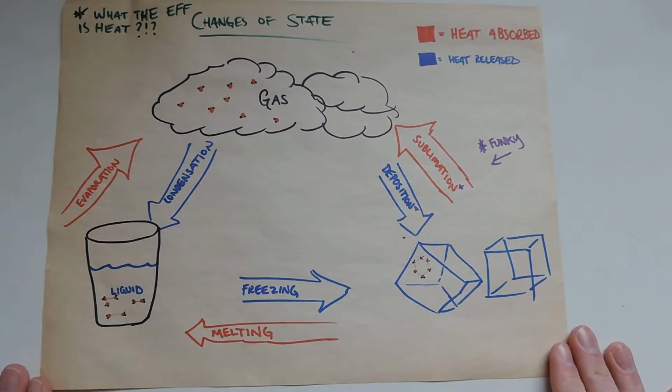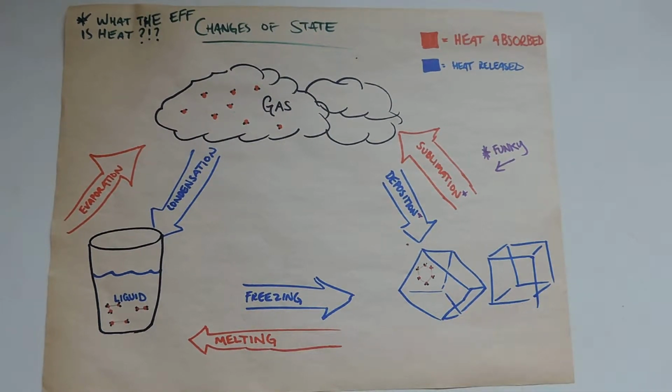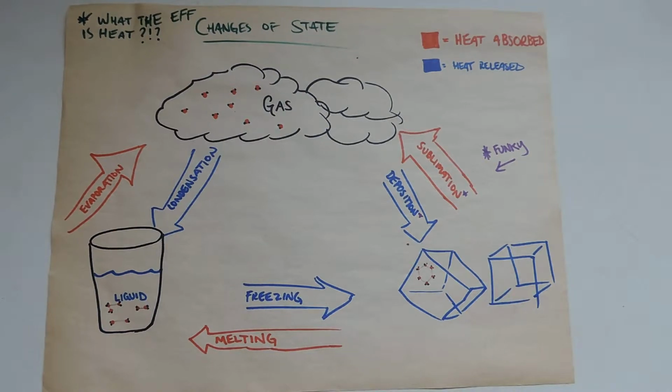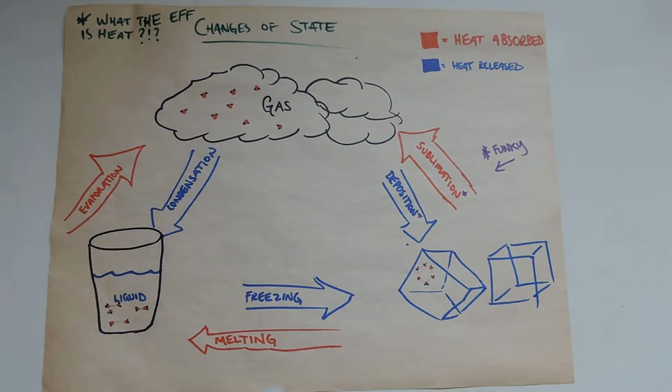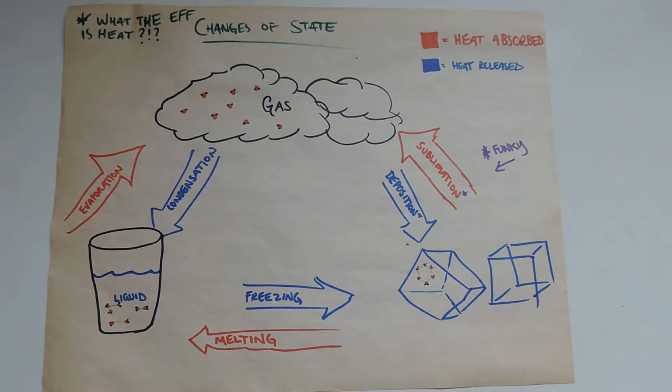So this is going to be a very basic video on the changes of state for a substance. If we think about it, why is it that an ice cube, as it gets in a warmer environment, goes to a liquid and then goes to a gas? And vice versa too, why a gas could go to a liquid, go to a solid. It has to do with heat being absorbed or heat being released.